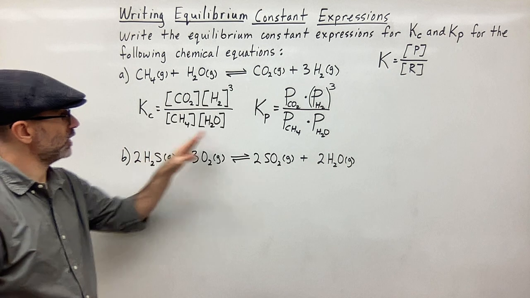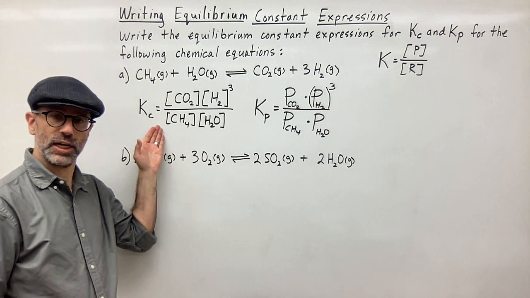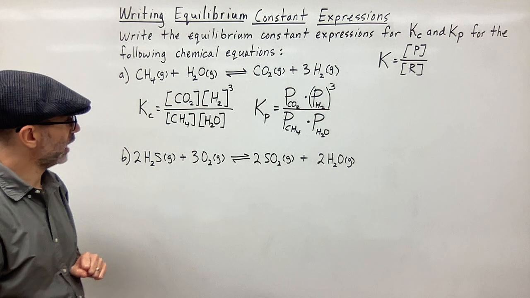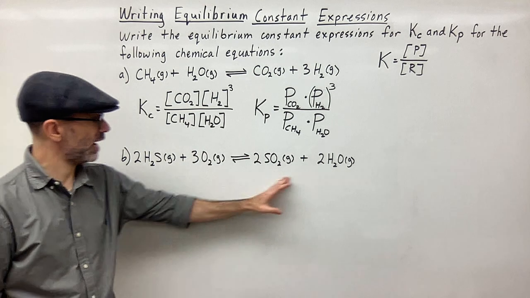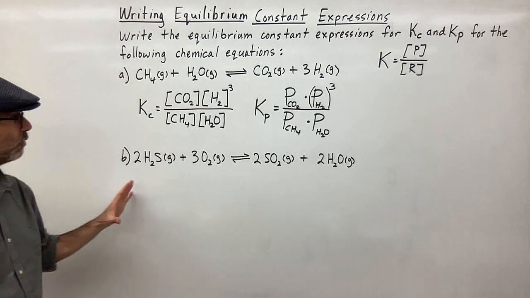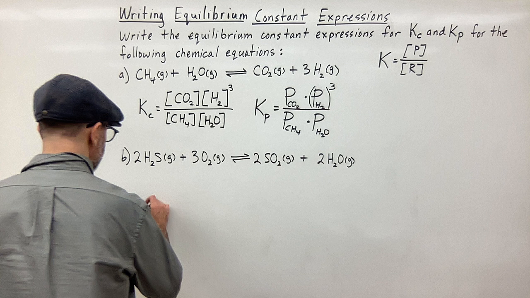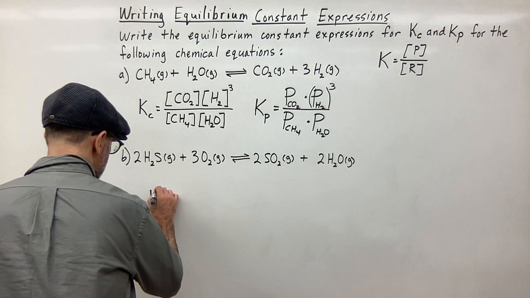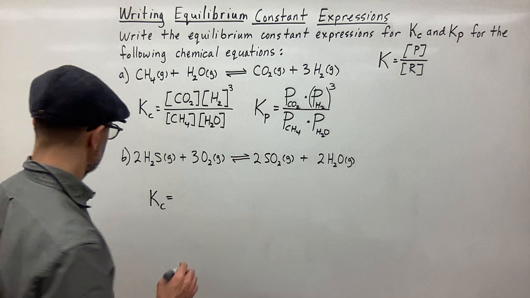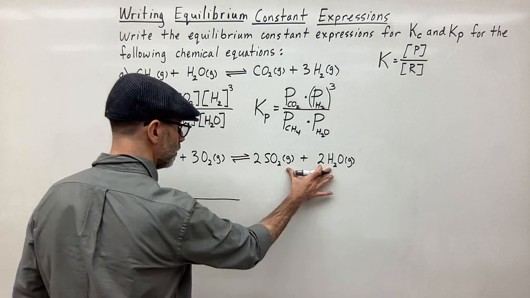Okay, so both of these are the expressions of the equilibrium constant in terms of concentration and in terms of partial pressures. Okay, next we have our next equation. So again, we're going to write the Kc and the Kp for these. Kc is going to be in terms of concentration. So we have Kc, and again, we're going to have products over reactants.